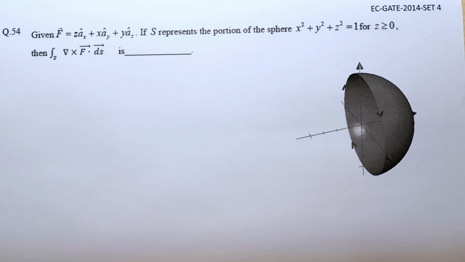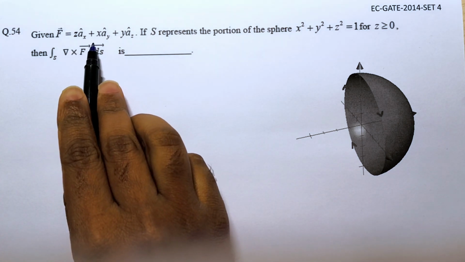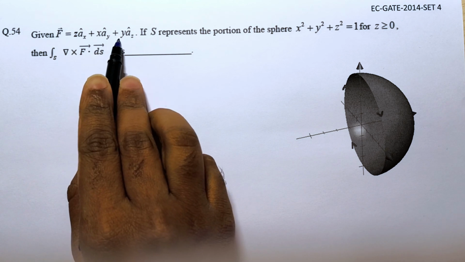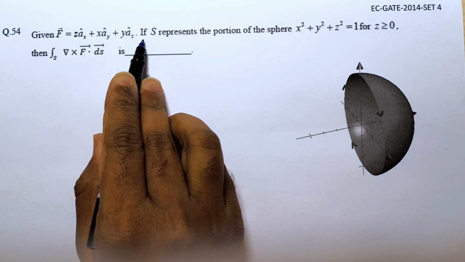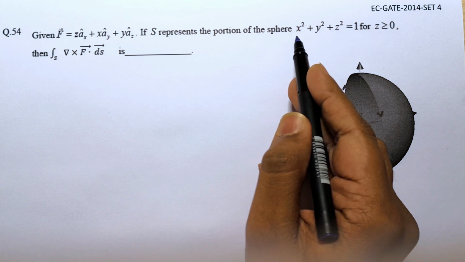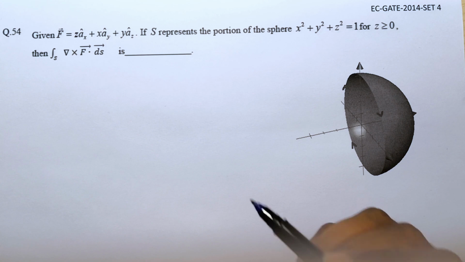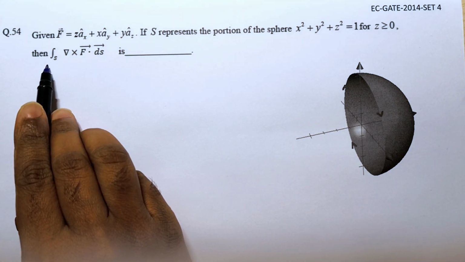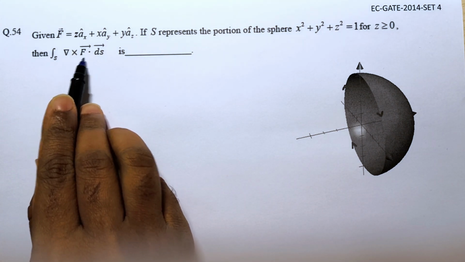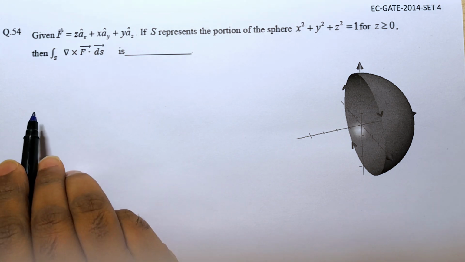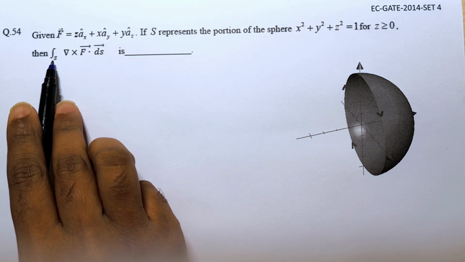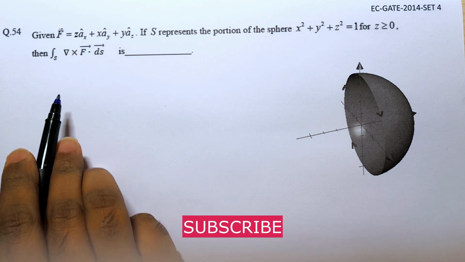Today I have one more problem for you from GATE 2014 set 4, and here is the question. Given F equal to z a_x plus x a_y plus y a_z, if S represents the portion of a sphere x squared plus y squared plus z squared equal to 1 for z greater than or equal to 0, then the value of the surface integral of curl of F dot dS is. So we have to solve this integral and find its value.